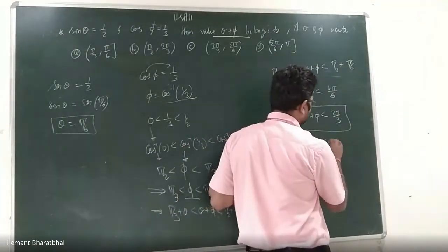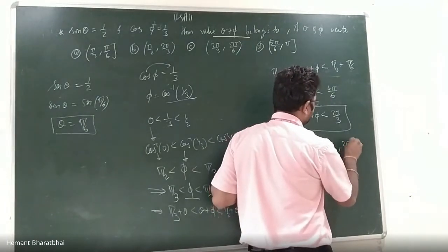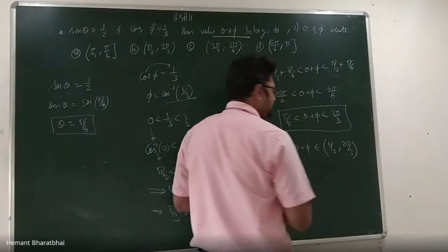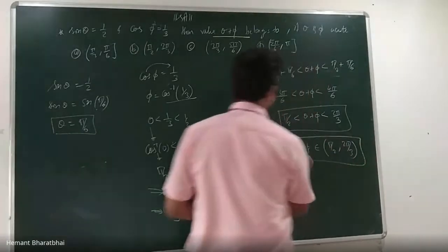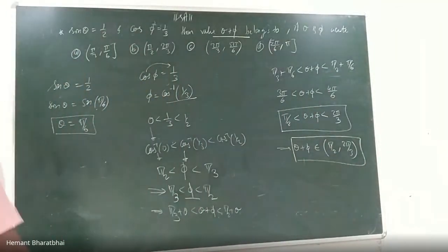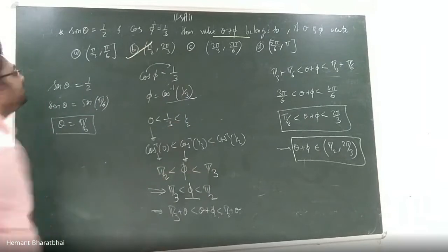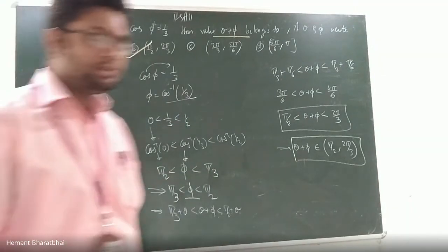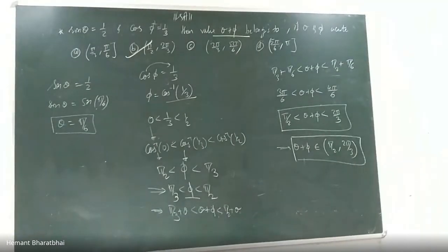Therefore, I can write theta plus phi belongs to this open interval, pi by 2 to 2 pi by 3. So this is my answer. Which option? Let us see, pi by 2 to 2 pi by 3. Yes, this is option number B. So my answer is option number B.